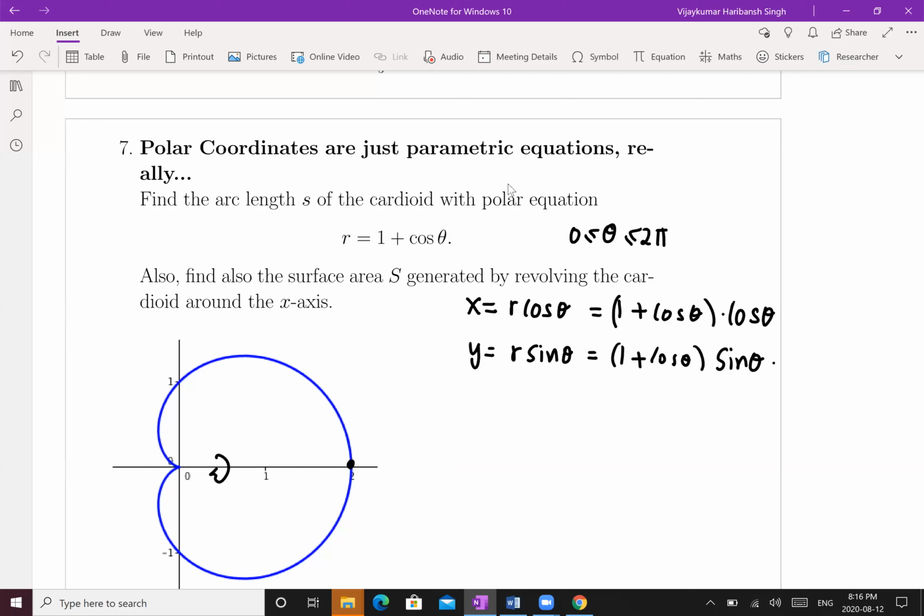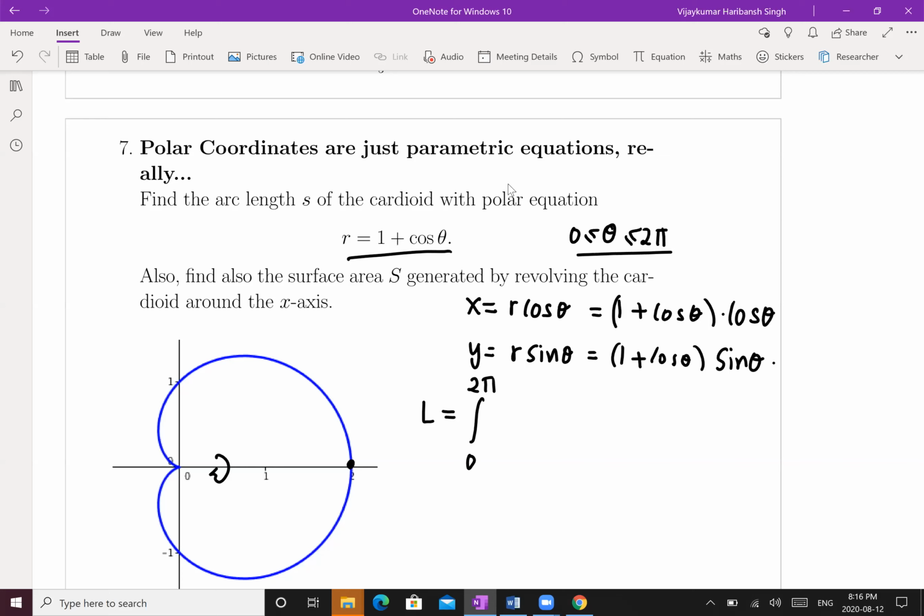So we have x equals r cos theta, y equals r sine theta in polar coordinates. But r is given as 1 plus cos theta. So when we put that in, we get x equals (1 plus cos theta) times cos theta, and y equals (1 plus cos theta) times sine theta. Now, what is the formula for the length of arc? Our length of arc is given by the integral from 0 to 2 pi, because that's the limit on theta.